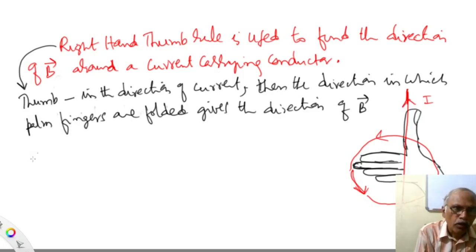Magnetic field is denoted by the letter B and its unit is the Tesla. You can also write it as Newton per ampere meter.